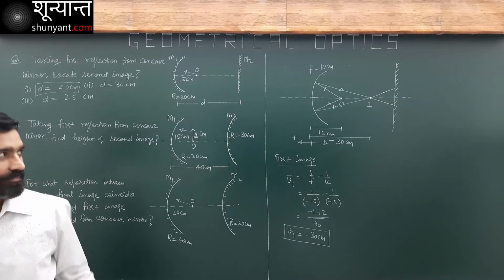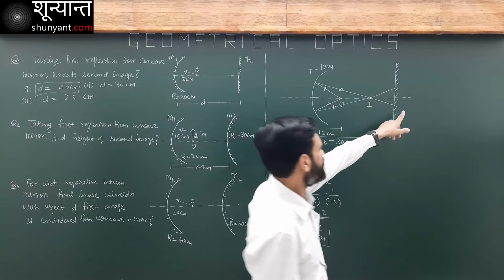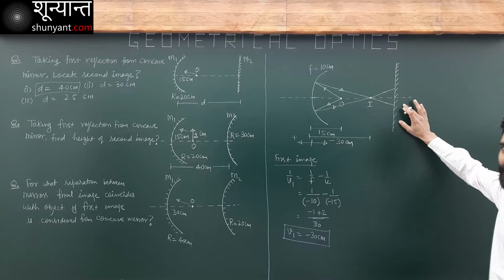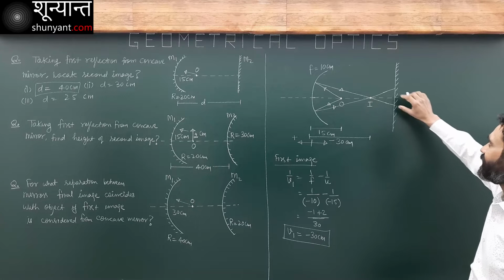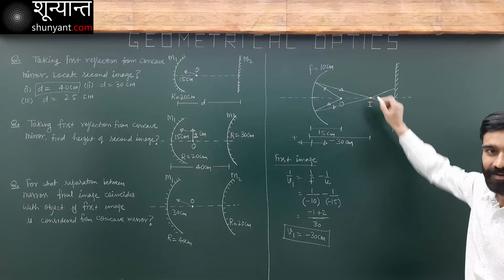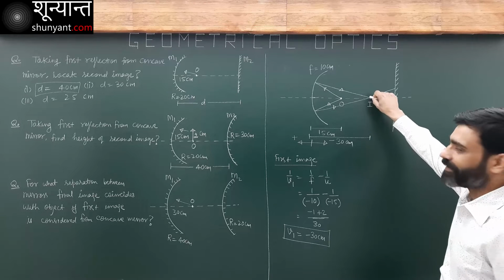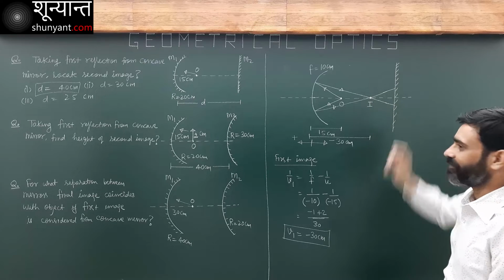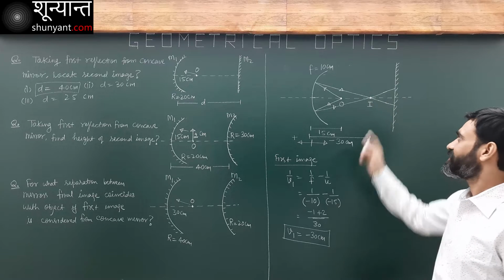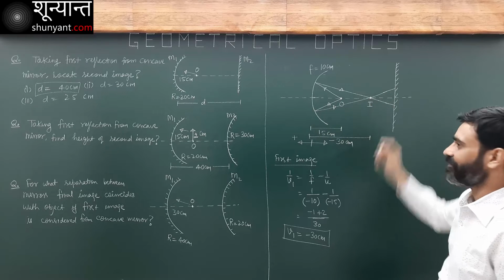Okay. Now for this mirror, what will this mirror think? This mirror will think that these light rays are coming from this point. So there is an object at that point. So this image becomes an object for the second mirror. The image from the first mirror becomes an object for the second mirror.